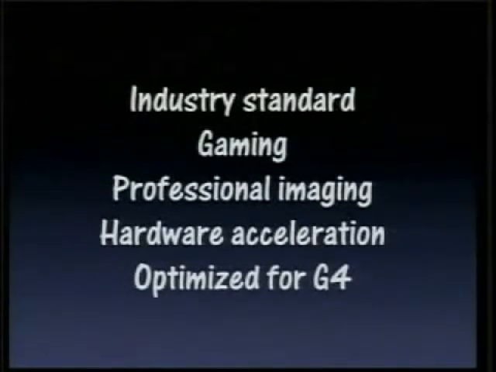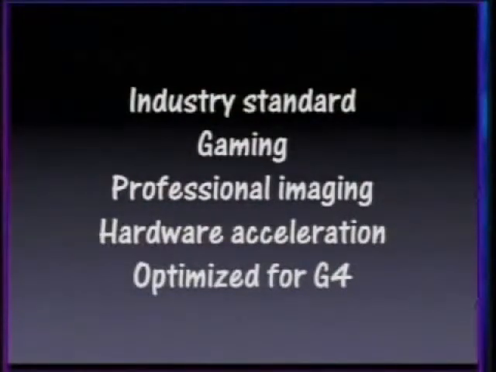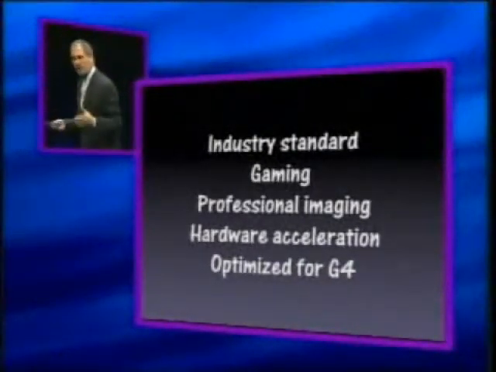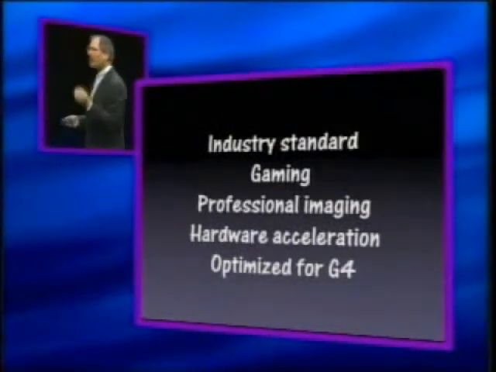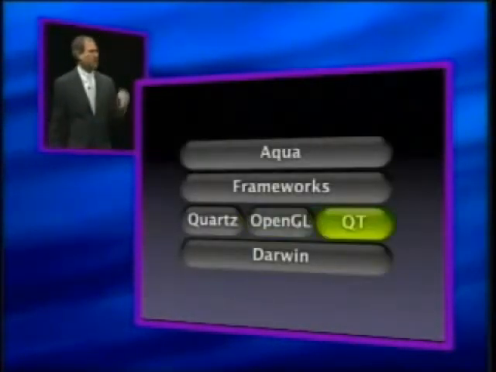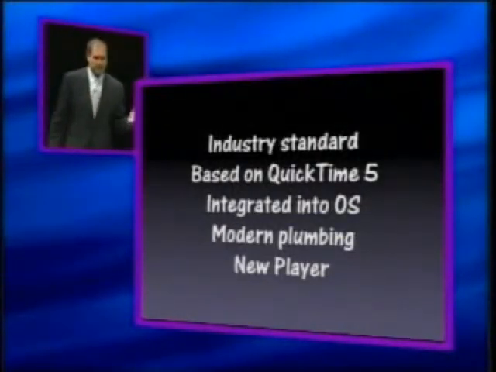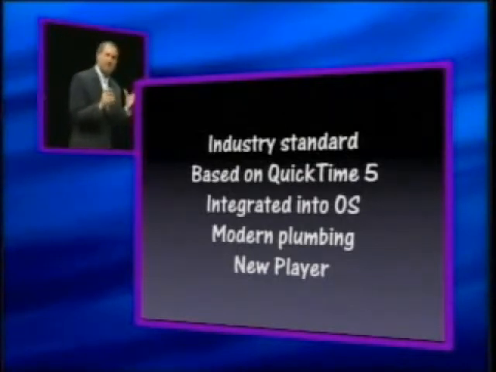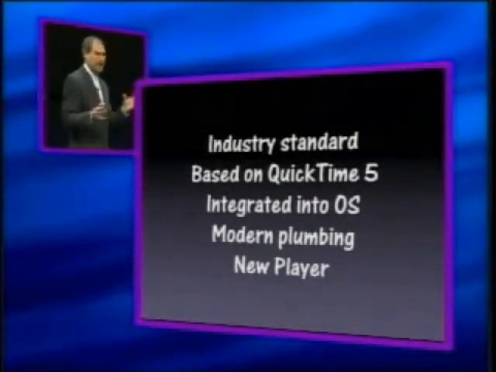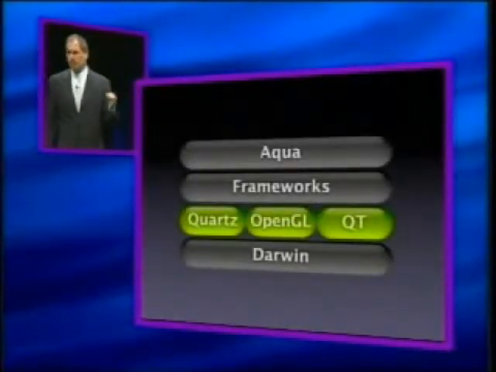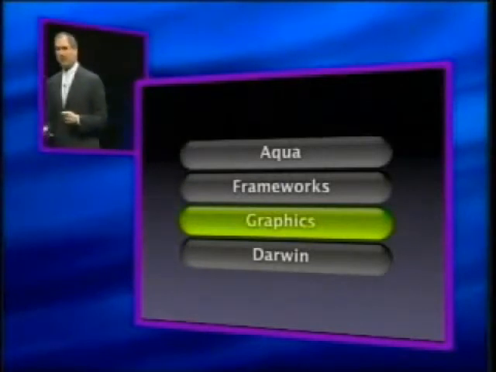And so that's Quartz. OpenGL. OpenGL is an industry standard 3D API for gaming and for high-end professional imaging. And we'll see some of that today as well. It takes full advantage of the hardware acceleration in the graphics chips, and it's also optimized to take advantage of the velocity engine in the G4. So that's OpenGL. And of course, QuickTime, we all know, industry standard. It's based on QuickTime 5. It's integrated right into the OS, so it can take advantage of the better plumbing in macOS 10. So that is our graphics layer. We think it's superb. We think we have killer graphics in macOS 10.